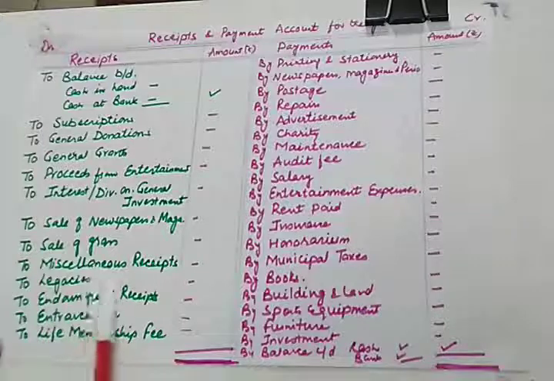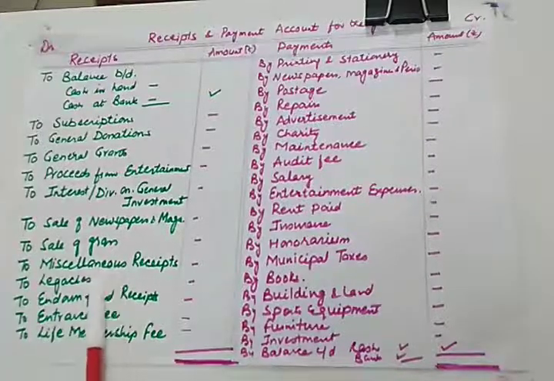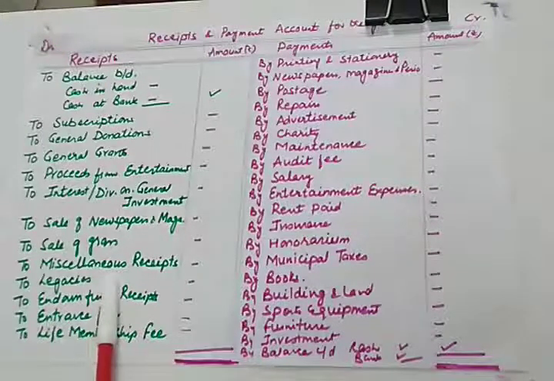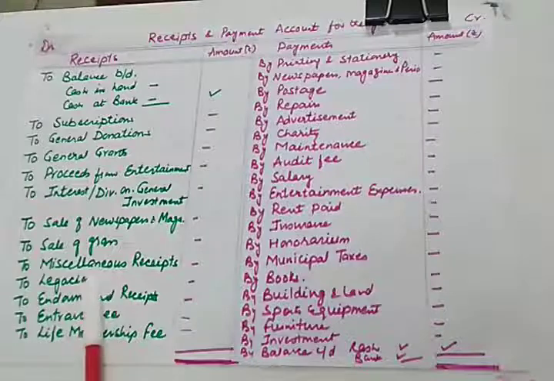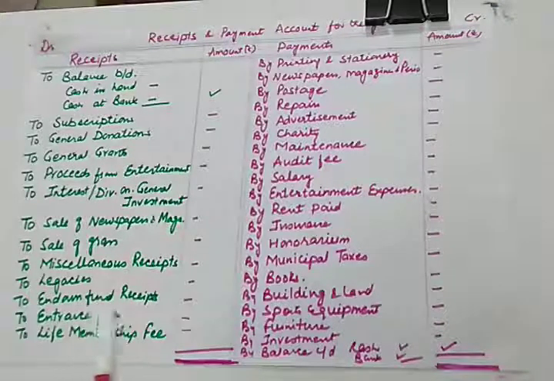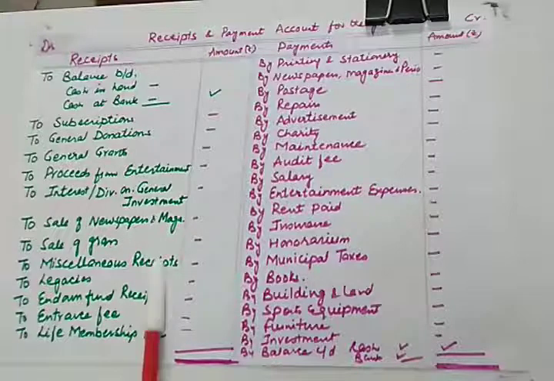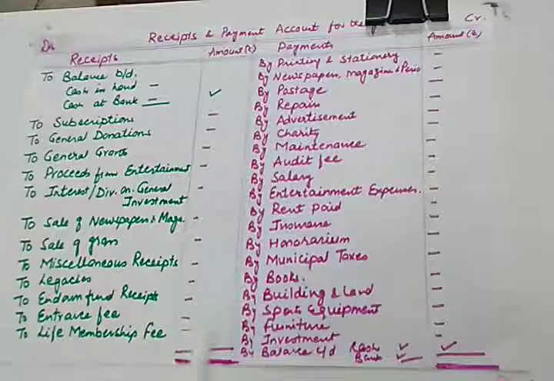What will happen in case of legacies? In the case of legacies, you acquire the rights. What kind of rights? We acquire the rights to use a particular property as per the will of the person. Endowment fund, entrance fees, life membership fees. We'll be discussing all these items one by one in the next section.